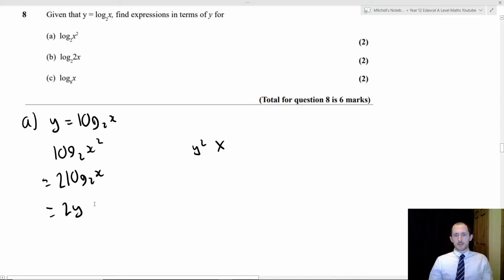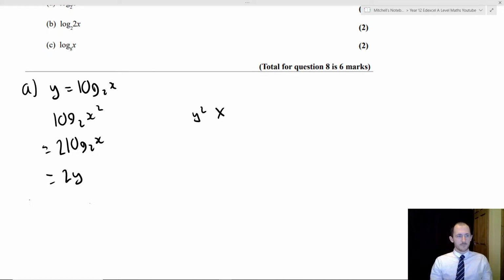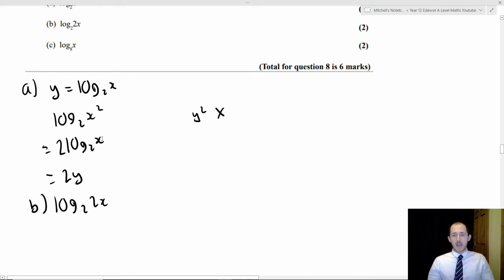Okay, now let's go for the next one, part B. This one, some of the things I see are just blank looks of confusion. Now the thing is, we can't just write y in terms of this. In fact, we can't really change that into this in any easy way. So let's have a think. How can we make log 2x out of this?